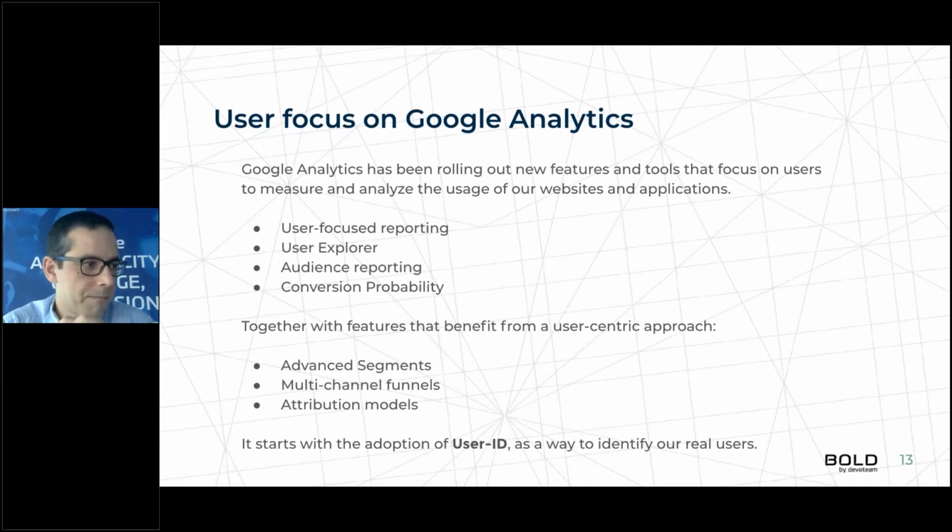So in the end, we also have the more common and stable features like advanced segments, multi-channel funnels, and attribution models that we have already had available on analytics for a while, but they will be very enhanced and they will work even better if we have information about user ID.